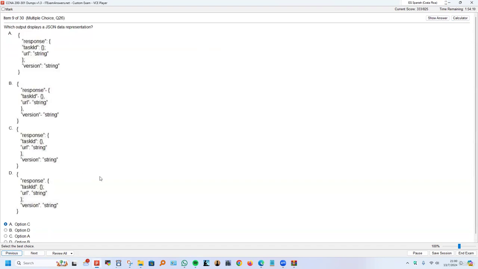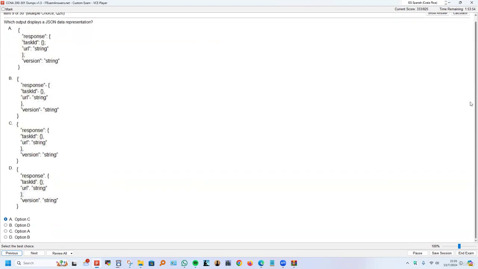The first one says, which output displays the adjacent data representation? That will be the C. The C option will be the correct one. We need to select the C option, but in this case, the C option is the A option. So be careful about those kinds of questions. If there are questions similar to this, be careful about those.